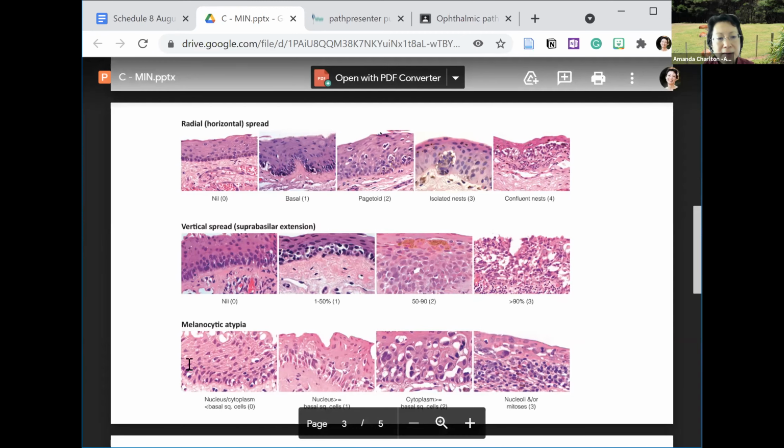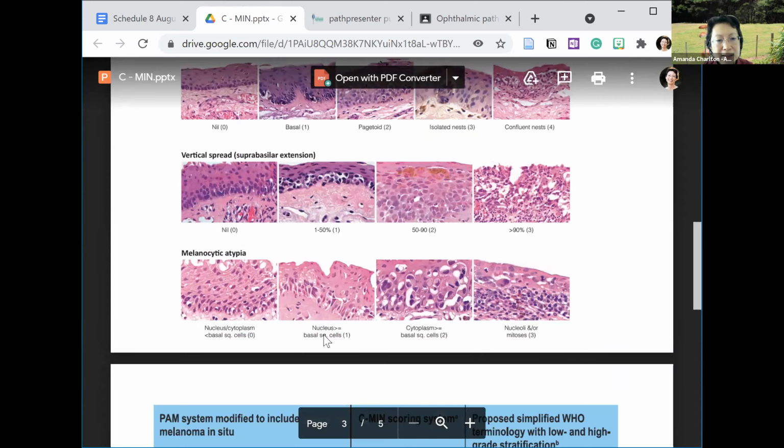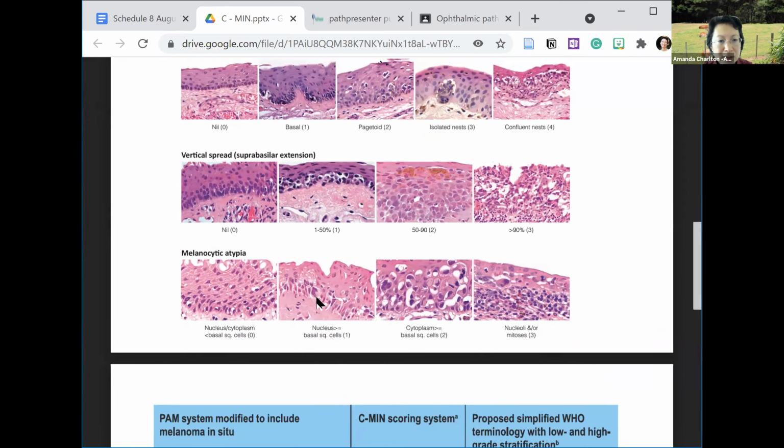And then the degree of atypia. And you see the rule here, nucleus to cytoplasmic ratio. So we compare the melanocyte cell to the nucleus of the adjacent squamous cell. Is it the same size, or is a melanocyte cell bigger, which is abnormal? So I'll just move that up a little bit. Here, the nucleus is greater than or equal to the basal squamous cells. That's abnormal, so you give it 1 score. Here they're getting bigger, and here they're really big. And it's got nucleoli and mitoses.